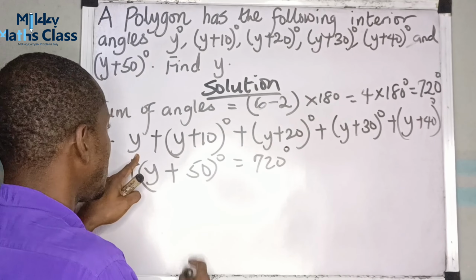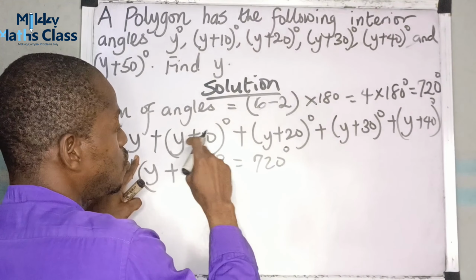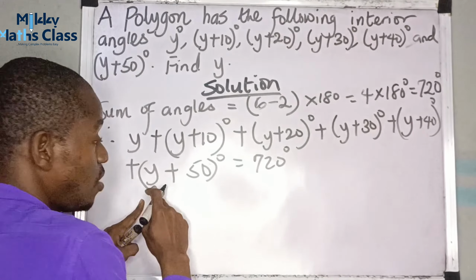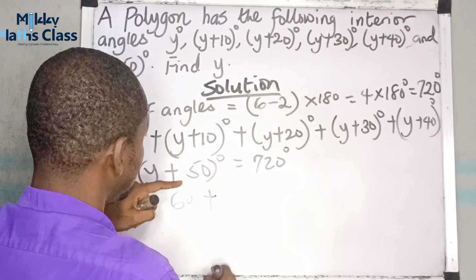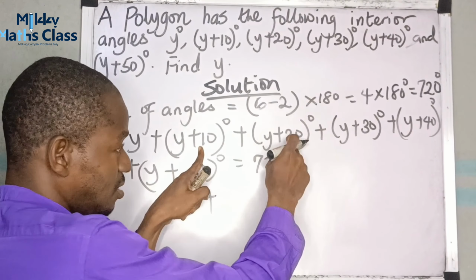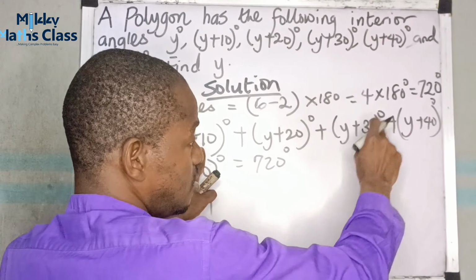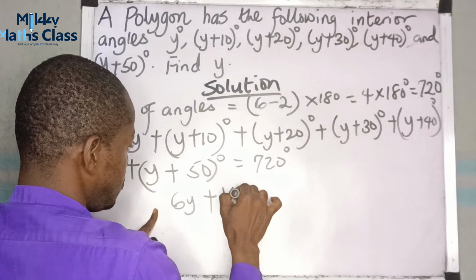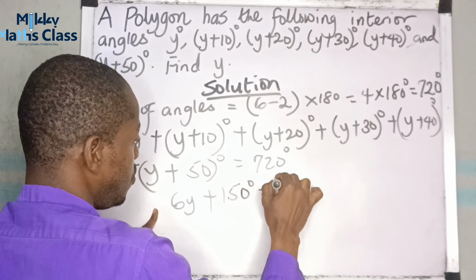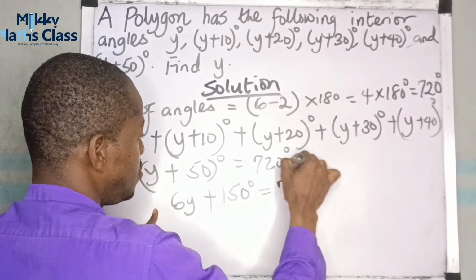y plus y plus y, 1, 2, 3, 4, 5, 6, so this is 6y. So 6y plus, let's add the figures there: 10 plus 20 is 30, 30 plus 30 is 60, plus 40 is 100, plus this, that's 150. This will give us 720 degrees.